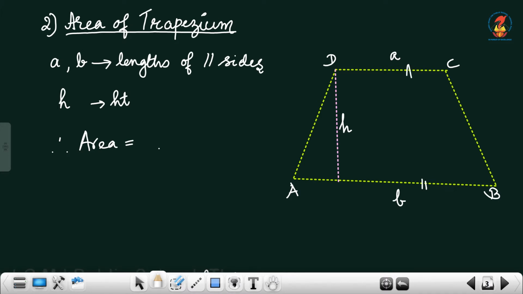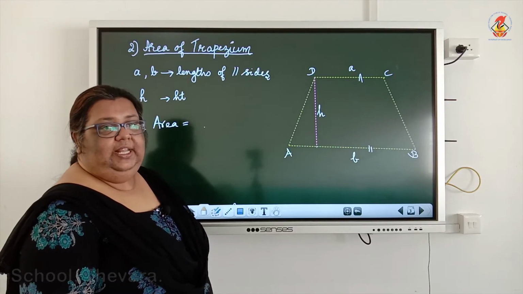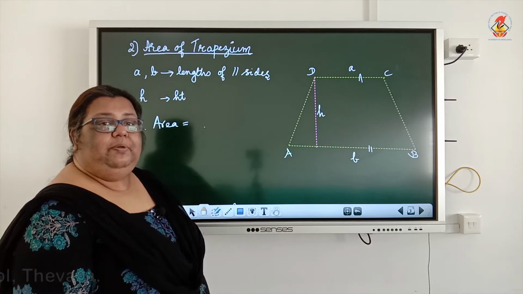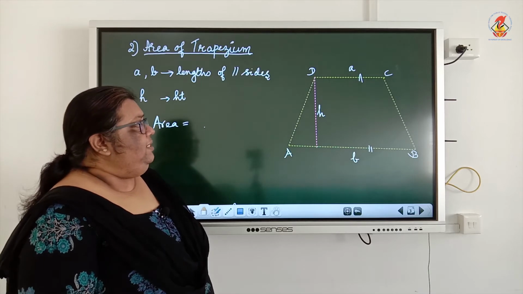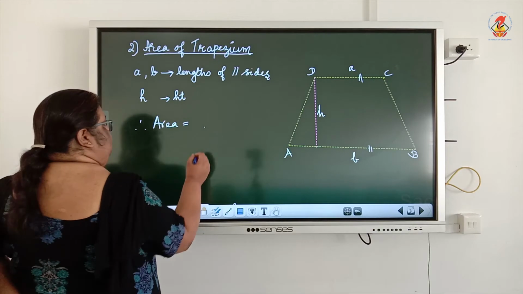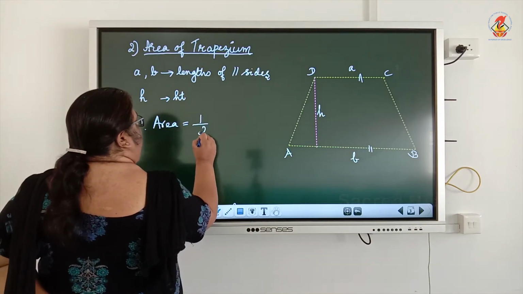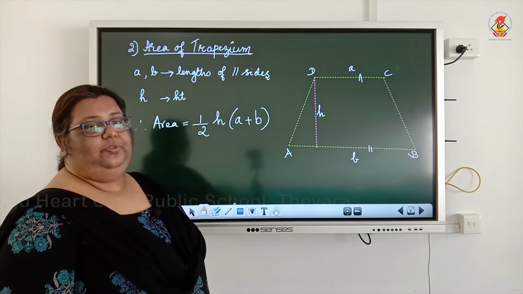Measurement of AB is given as B here. Measurement of CD, length of CD is A. That means the length of the parallel sides are given as A and B. Height of the trapezium is given as H. Then area of the trapezium will be equal to half H into A plus B, where H is the height of the trapezium, A and B are the length of the parallel sides of the trapezium.